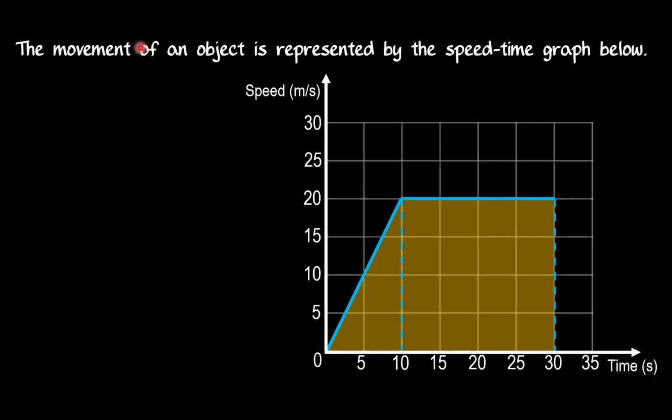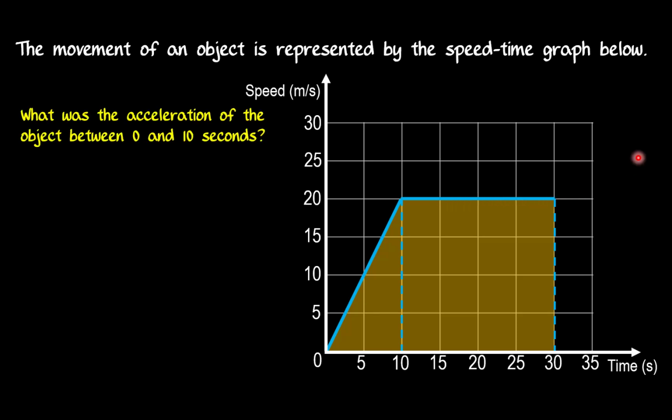Now, let's read this problem here and solve it. The movement of an object is represented by the speed time graph below. So let's look at the speed time graph and see what happens here. It looks like this object starts from being stationary when the speed is 0, and then the speed increases until it's at 20 meters per second. And then it stays at 20 meters per second for 20 seconds.